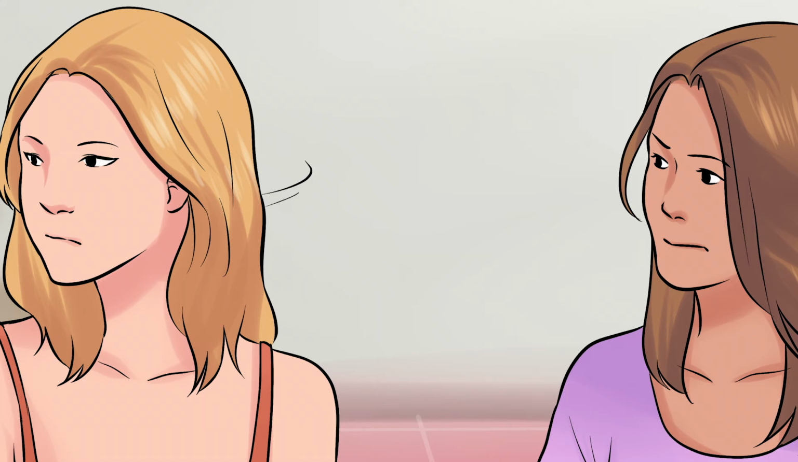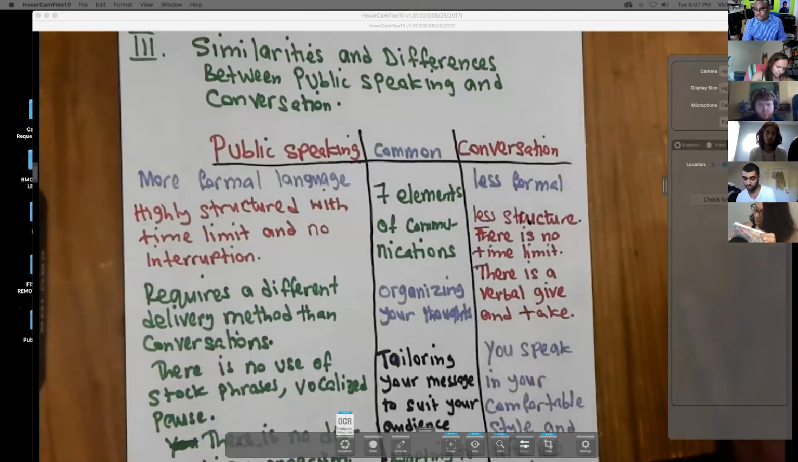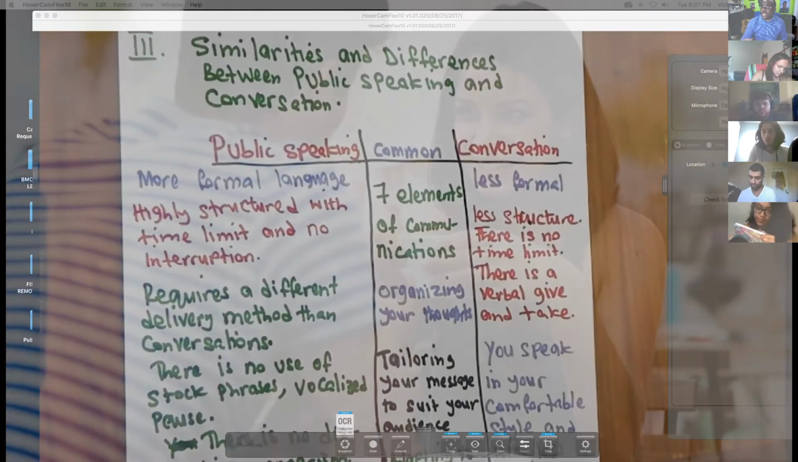They get offended. They literally get offended. And they're like, what? So I'm talking to myself now? So you don't have anything to say? Something wrong with you? Am I talking to the wall? So in a conversation, there's a verbal give and take. But in public presentation, there's no verbal give and take.